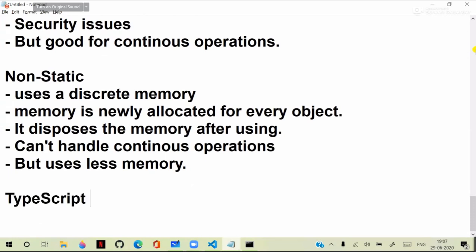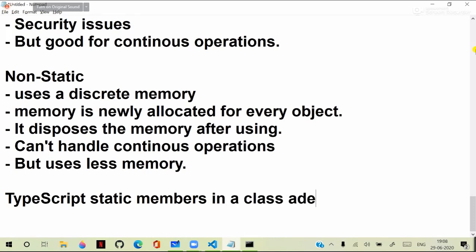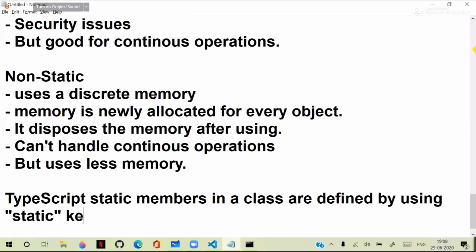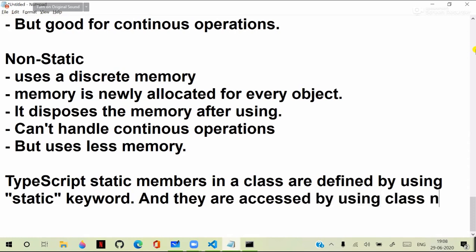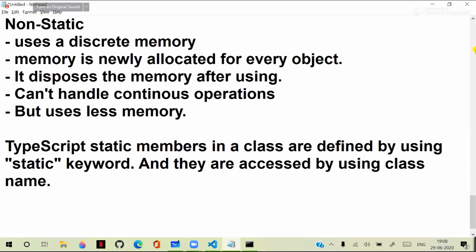TypeScript static members in a class are defined by using the static keyword, and they are accessed by using the class name.